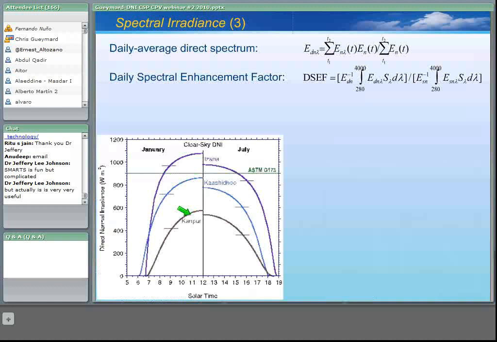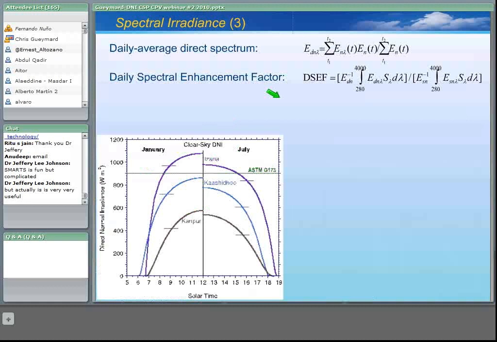So you have, for January, for example, the difference in the daily average DNI, and your ASTM G173 air mass 1.5 would be here. It's a constant, obviously. In July, the situation is different. There is more aerosol in the sky. It's also usually more humid, so you have less DNI compared to the January situation, but the day is longer. So with all this information, you can calculate a daily spectral enhancement factor.